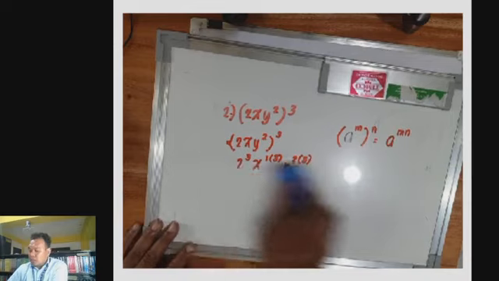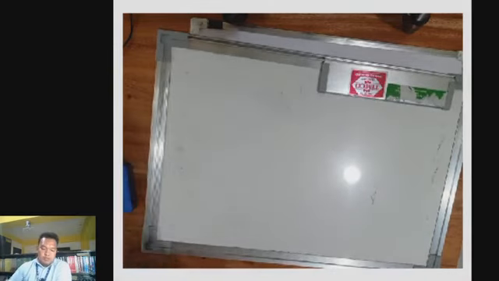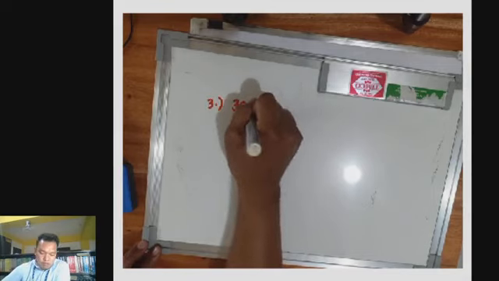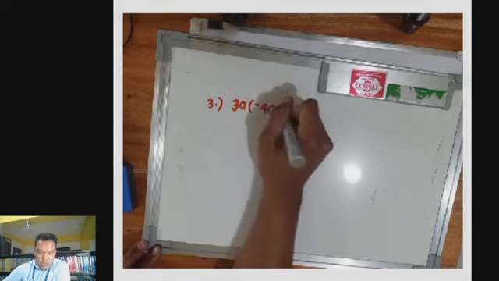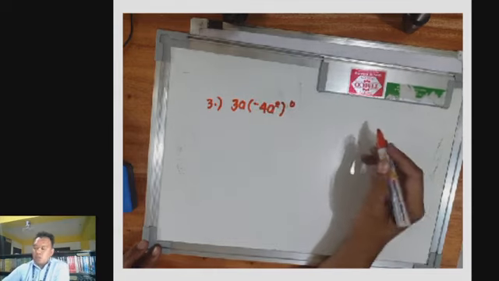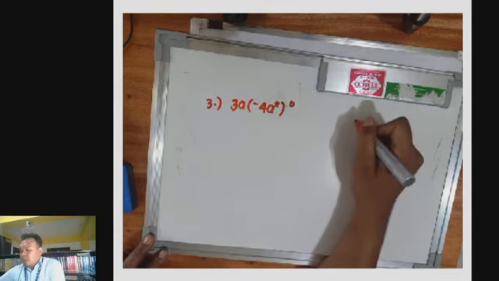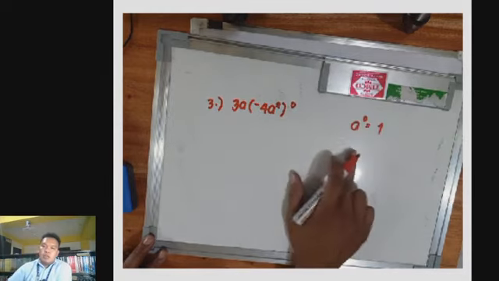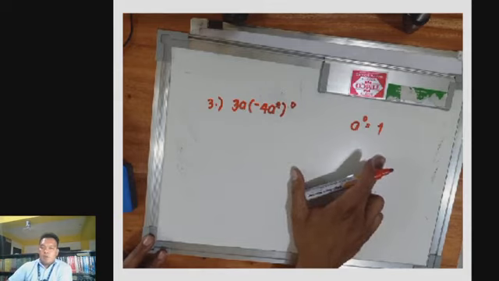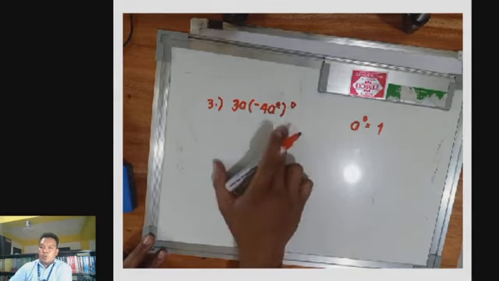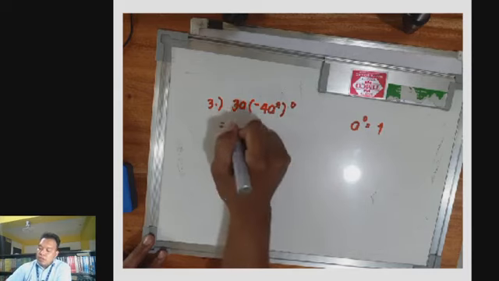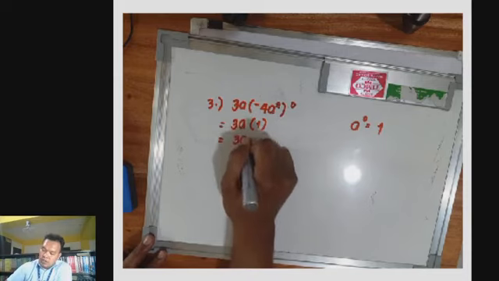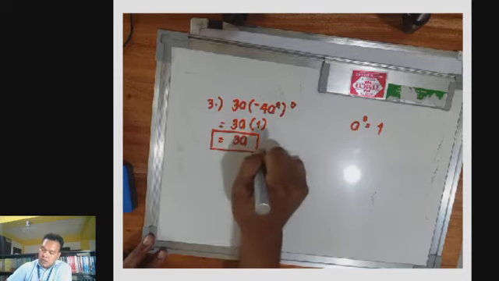Then, for example, number 3, we have 3a multiplied by negative 4a squared quantity 0. We have properties which is a raised to 0 is equivalent to 1, or any number raised to 0 is equivalent to 1. So therefore, ito na raised to 0, 1 pa ang value niyan. So the final answer will be 3a multiplied by 1. Therefore, the answer will be 3a. So yan po yung sagot para sa number 3.